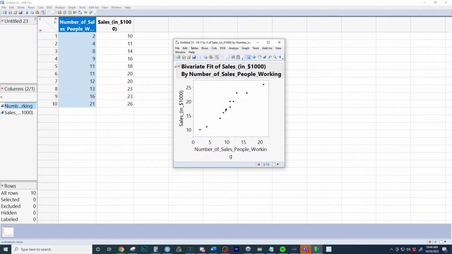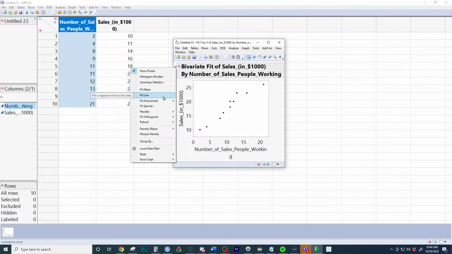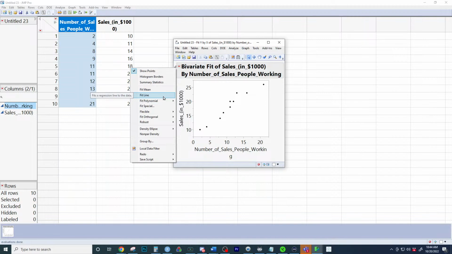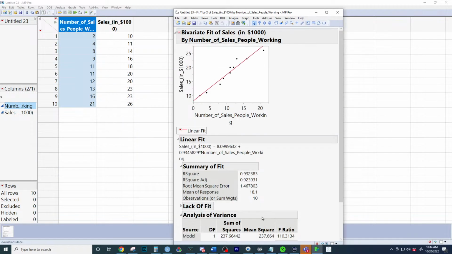And so here you see you have a mostly linear relationship. Does that mean more people working causes you to make more money? No. It means more people working is associated, but it might be a scheduling thing, like you schedule more people on busier days. So now we're going to go to the red arrow right here and go to Fit Line. That's where we fit our line. And there you go.